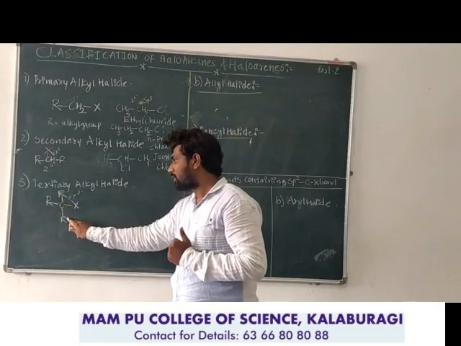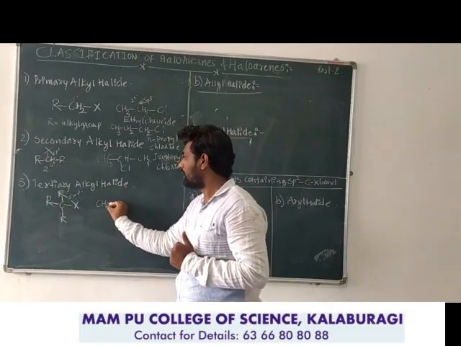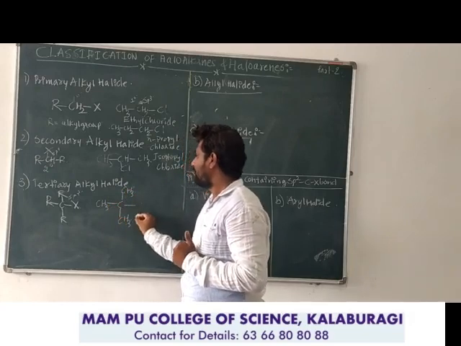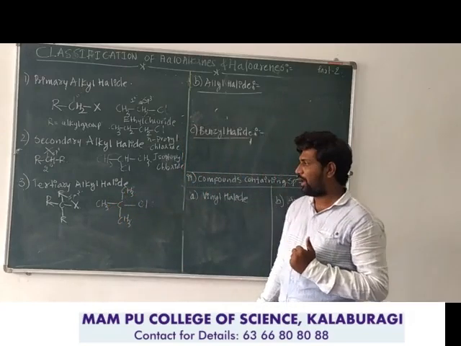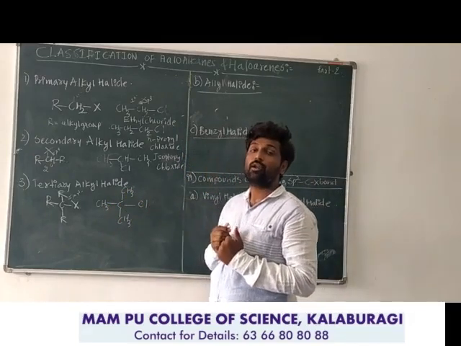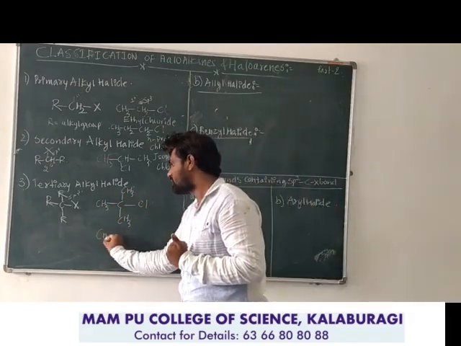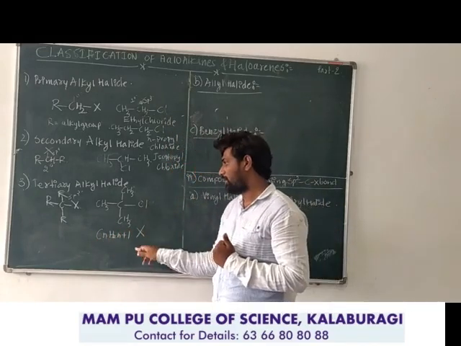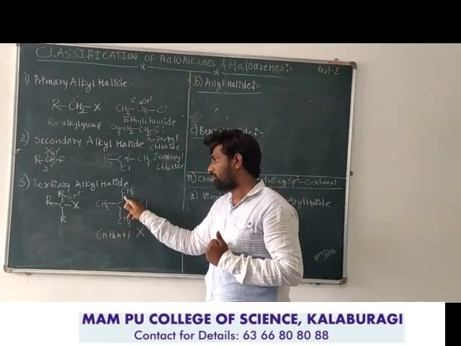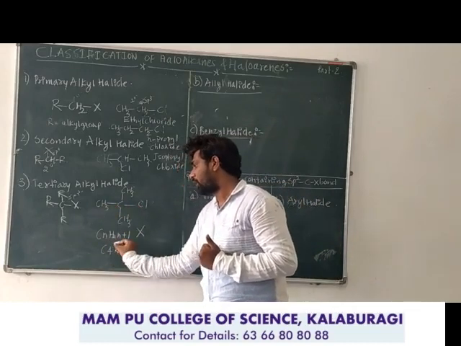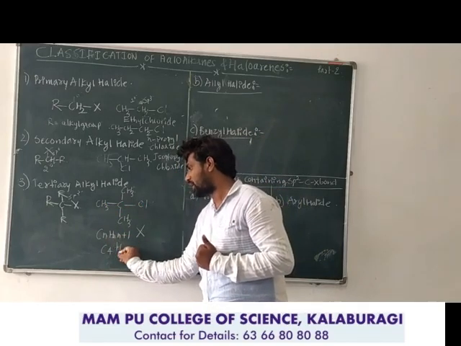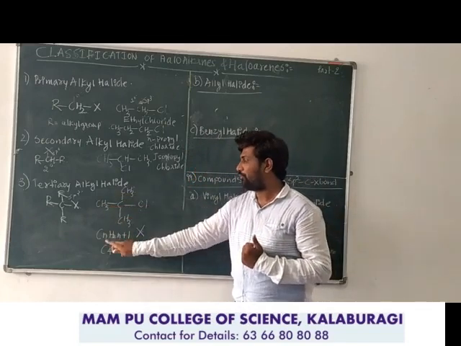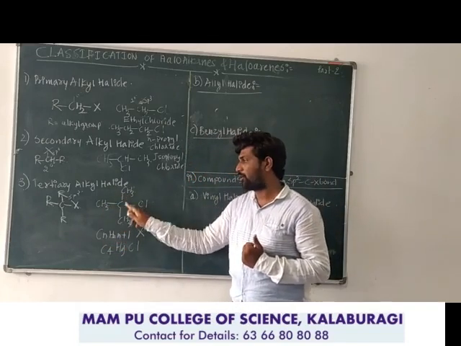Example, I will take all these alkyls as methyl: CH3, C, CH3, CH3, Cl. You need to confirm whether they satisfy the general formula of alkyl halide. The alkyl halide general formula is CnH2n+1X. Look at here, four carbon atoms: 1, 2, 3, 4. C4. 2 fours are 8 plus 1, H9. And X is Cl. See here, 1, 2, 3, 4, four carbon atoms, nine hydrogen atoms.